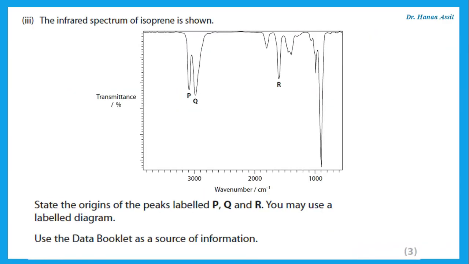The infrared spectrum of isoprene is shown. State the origins of the peaks labeled P, Q, and R. You may use a labeled diagram. Use the data booklet as a source of information.